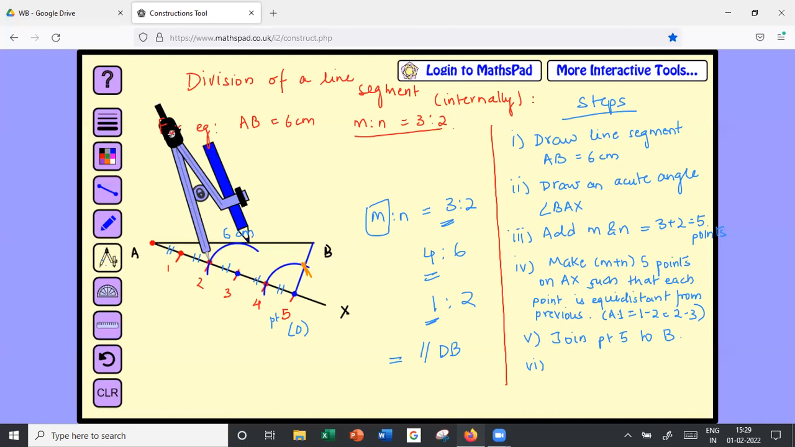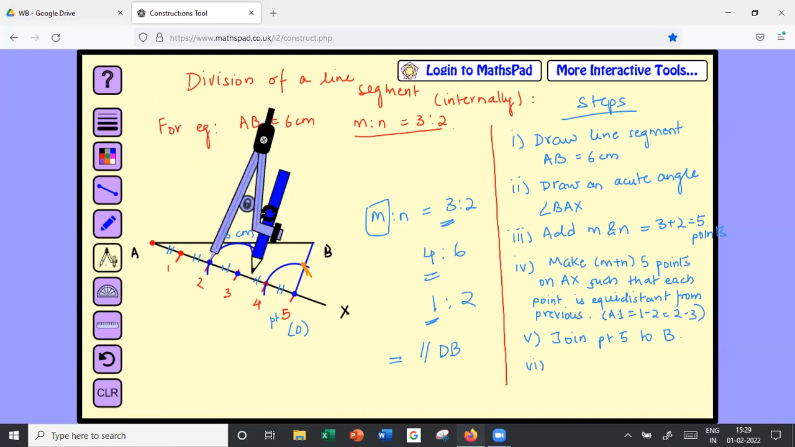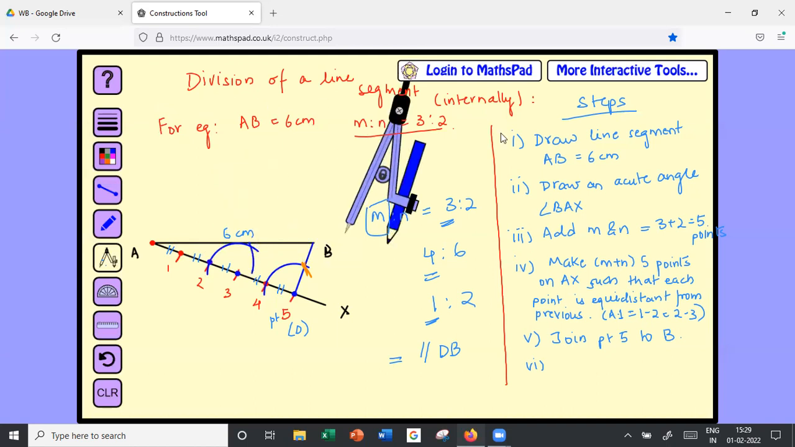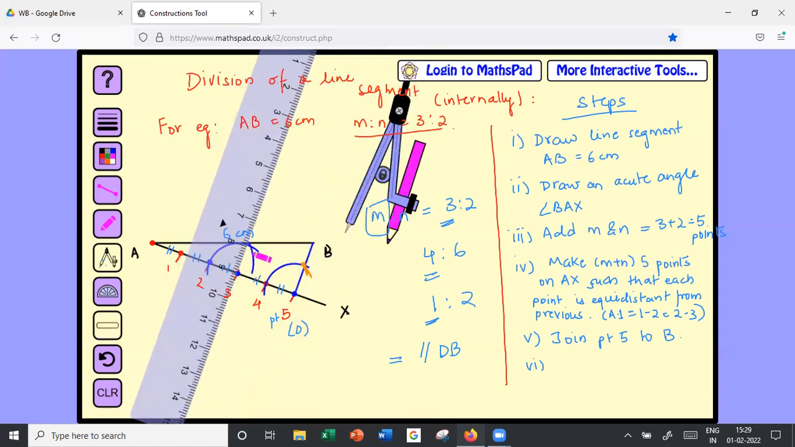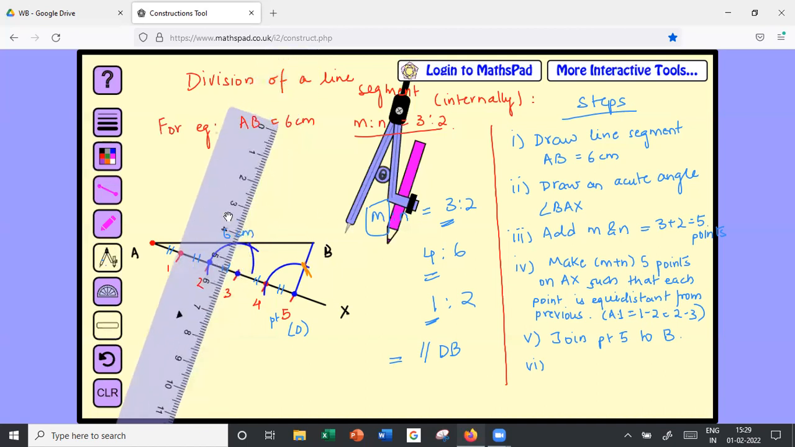So once you have kept the pointed end here, you can just cut an arc. Okay. And now all you need to do is just join it. Let me use a better color. Now you just draw a line which is passing through this point and which is touching the line AB. That's all. You're done.